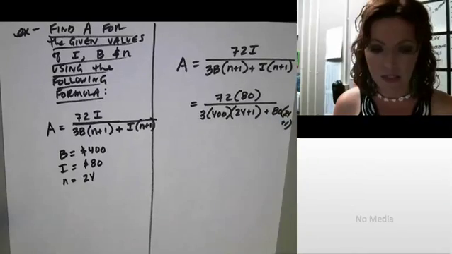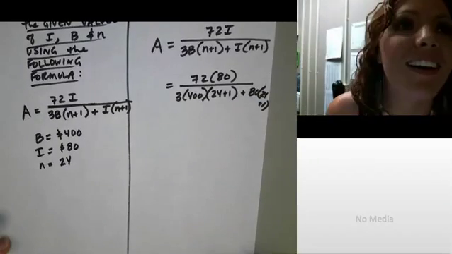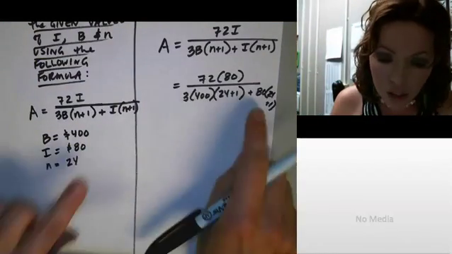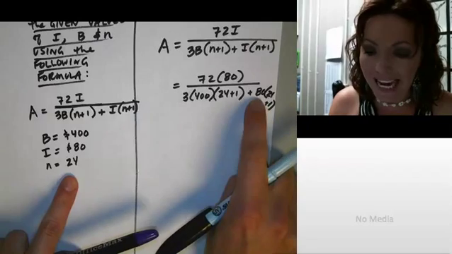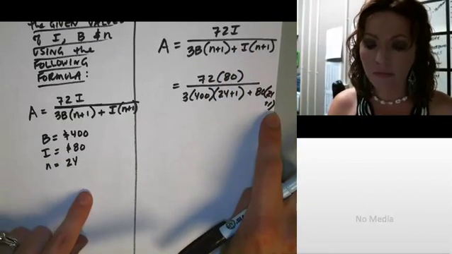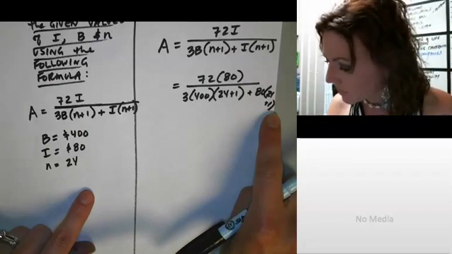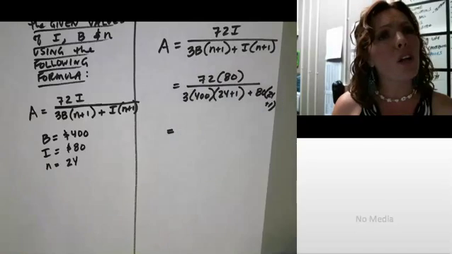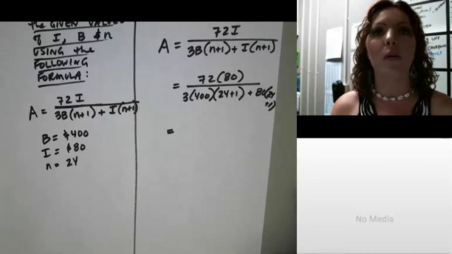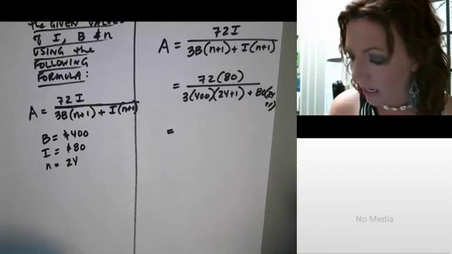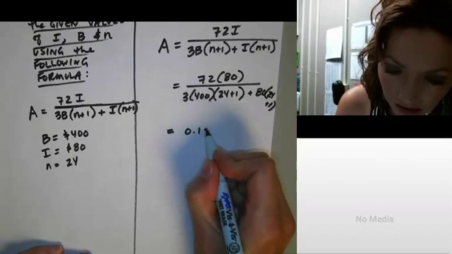Sorry about that, you guys. It's kind of off the page. Can you see that? That's a little hard to see. But when you plug this in, n is 24, so it's 80 for I, right here, 24 plus 1. Going through and simplifying this, are we all good? Can I just tell you what it comes out to? Okay. Comes out to 0.18.